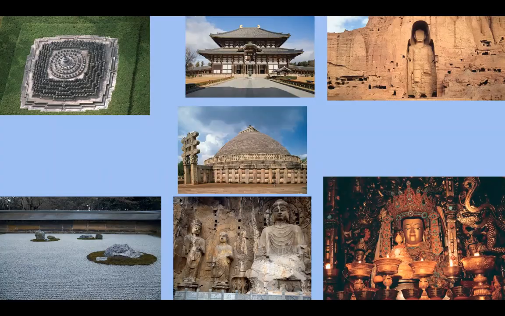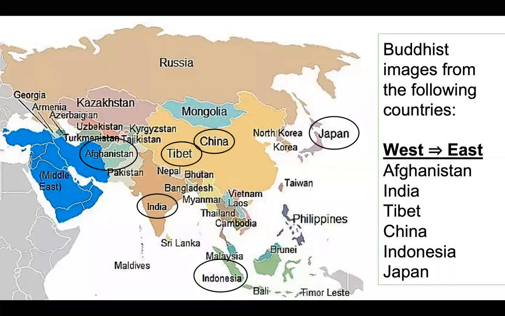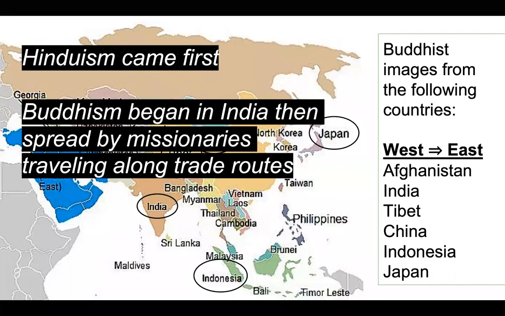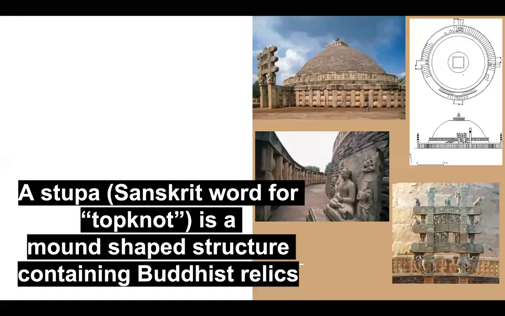Here's our 7 Buddhist artworks from the unit. And they come from all over Asia, South, East. All right, so Afghanistan, India, Indonesia, Tibet, China, and Japan. Some ideas, again, about Buddhism. Hinduism came first, and then Buddhism began in India, and then was spread by missionaries traveling along trade routes.